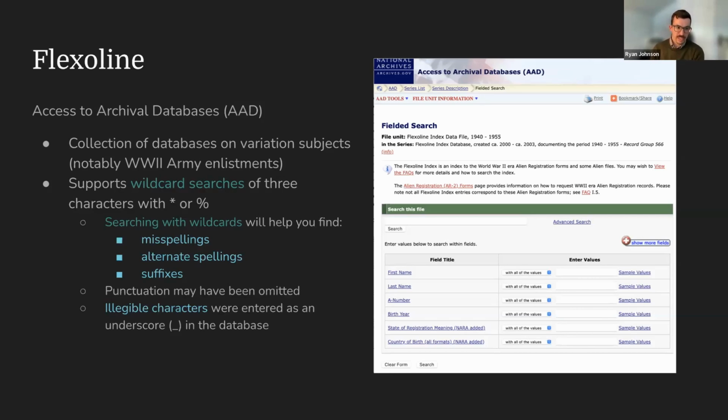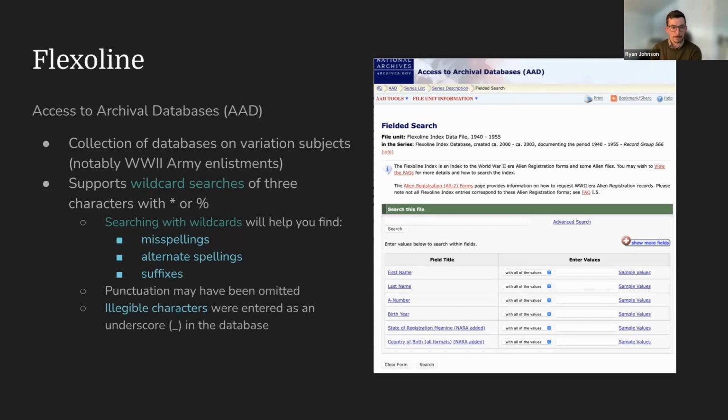So all of the AAD databases support wildcard searches, and this is a really powerful tool for taking advantage of the data that's available because you're going to be able to find names that were misspelled, alternate spellings of names, any name that has a suffix or a prefix that accidentally made it into the database. Maybe there's punctuation that might have been added or omitted, and there are almost certainly illegible characters that were entered as an underscore in the database, and we'll see that come into play later. Searching with wildcards is going to account for all of that so that you can still find what you're looking for.